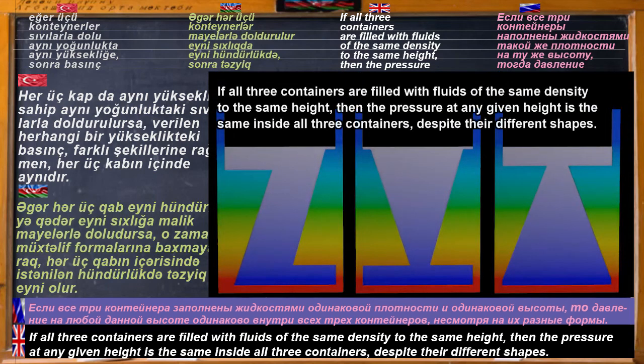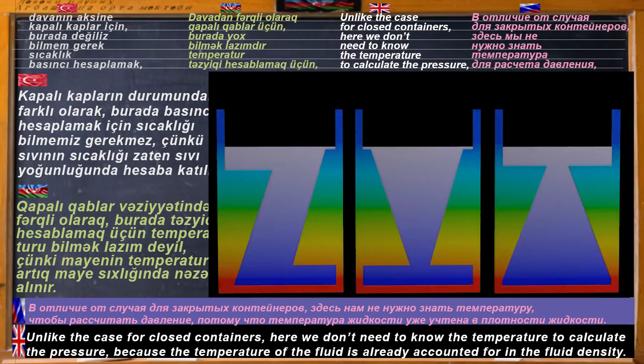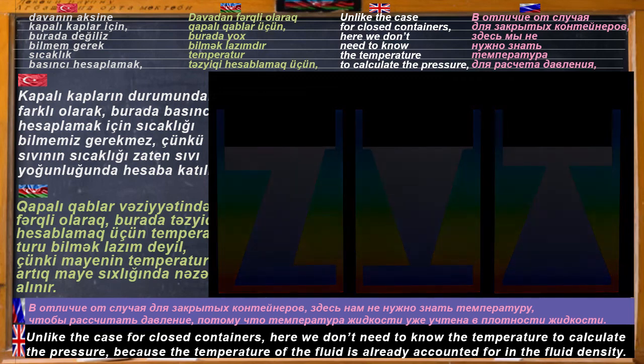If all 3 containers are filled with fluids of the same density to the same height, then the pressure at any given height is the same inside all 3 containers, despite their different shapes. Unlike the case for closed containers, here we don't need to know the temperature to calculate the pressure, because the temperature of the fluid is already accounted for in the fluid density.